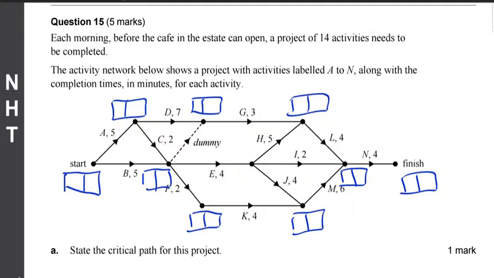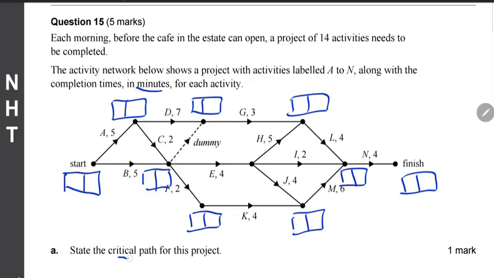We're going to discuss the NHT paper of 2026 that was held in May, and we're looking at the networks question 15. Each morning before the cafe in the estate can open, a project of 14 activities needs to be completed. The activity network below shows a project with activities A to N along with completion times in minutes for each activity. State the critical path.